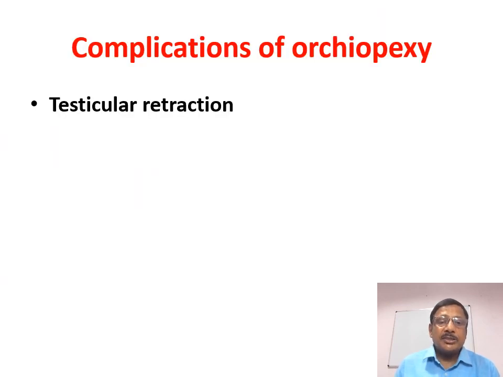Now, what are the complications of this operation, orchiopexy? As I keep on telling, there are three jokers of any surgery. Jokers means you can fit these complications to any operation. Number one is infection. Number two is hematoma formation or bleeding. And number three is injury to underlying structures.